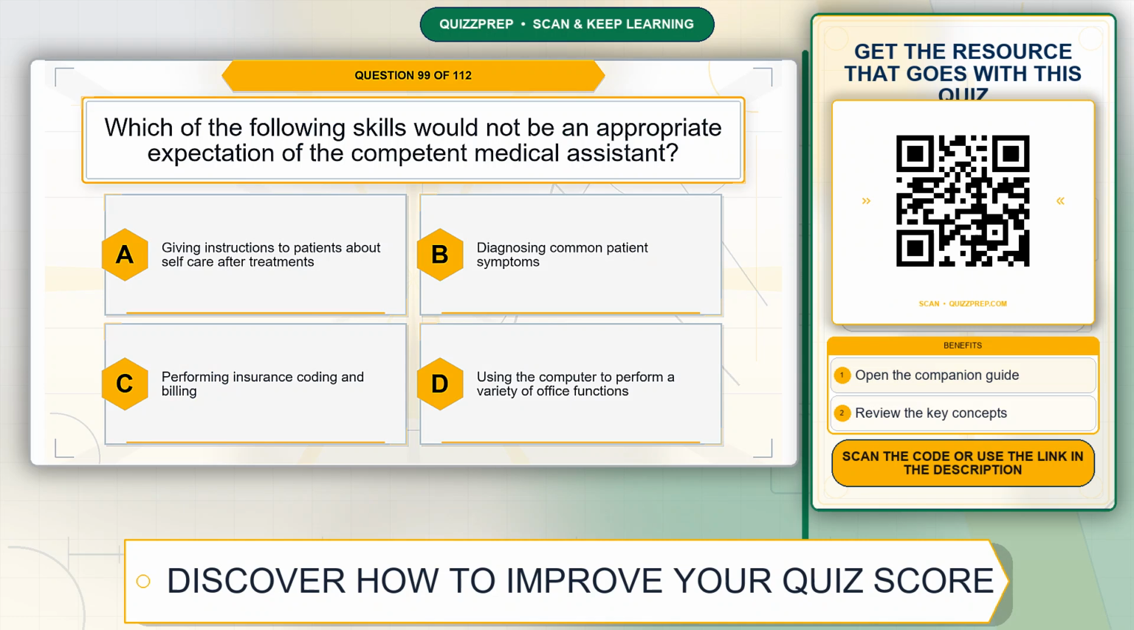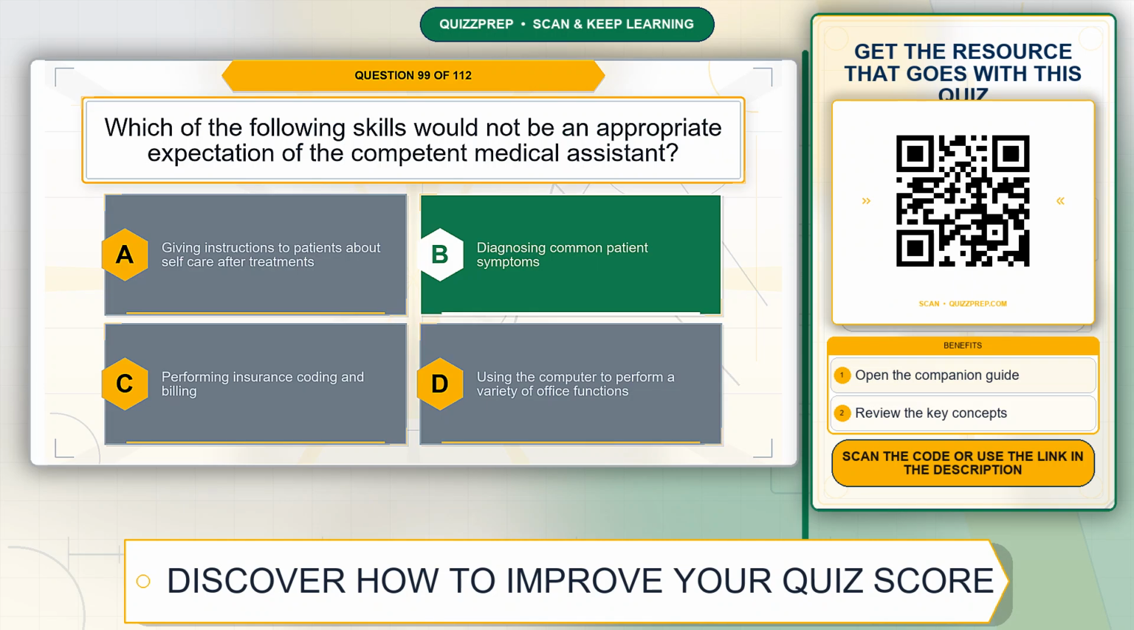Question 99. Which of the following skills would not be an appropriate expectation of the competent medical assistant? Option A, giving instructions to patients about self-care after treatments. Option B, diagnosing common patient symptoms. Option C, performing insurance coding and billing. Option D, using the computer to perform a variety of office functions. The correct answer is option B, diagnosing common patient symptoms.